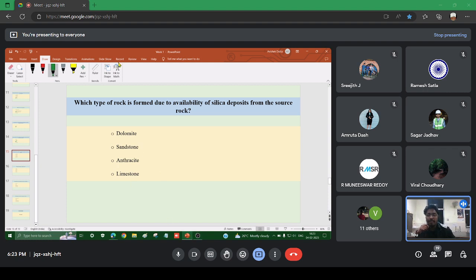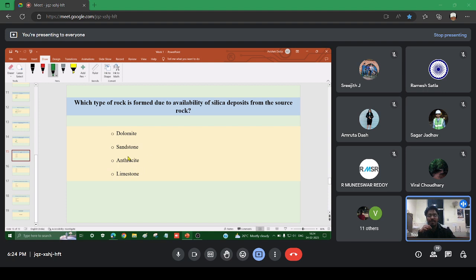The person who eliminated dolomite and limestone because of calcium carbonate has done a good job, because dolomite and limestone have calcium carbonate in them. When I say availability of silica deposits, I mean silica is the major constituent of that particular type of rock. Silica means silicon dioxide, SiO2. So silica is primarily present in sandstone. Limestone, dolomite also, lime, calcium carbonate.